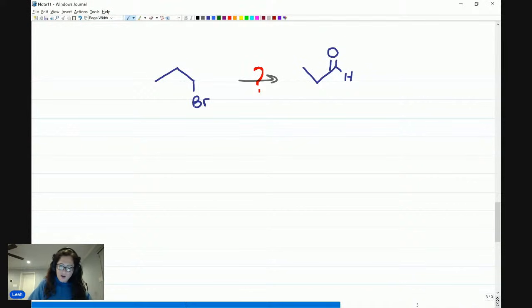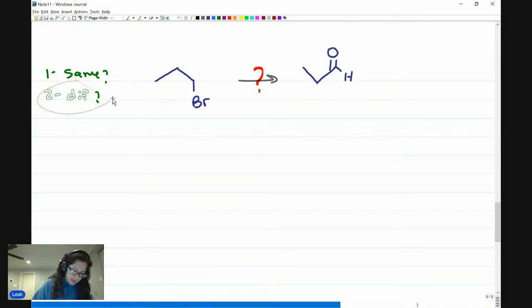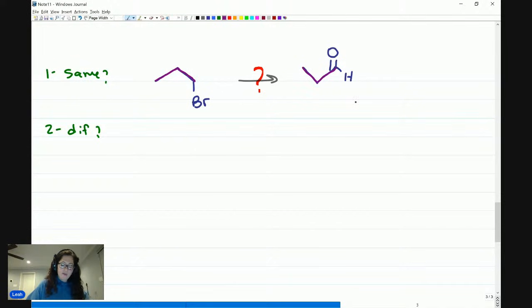We want to start with question number 1, what is the same? And question number 2, what is different? So let's see how to apply it. What is the same? I'm starting with the number of carbon atoms. I see that I have 3 carbons in my reactant, 3 carbons in my product. The fact that it was flipped upside down doesn't matter because these molecules can rotate. As long as the carbons match up, we're good to go. So the same is the carbon atoms, or just the chain.